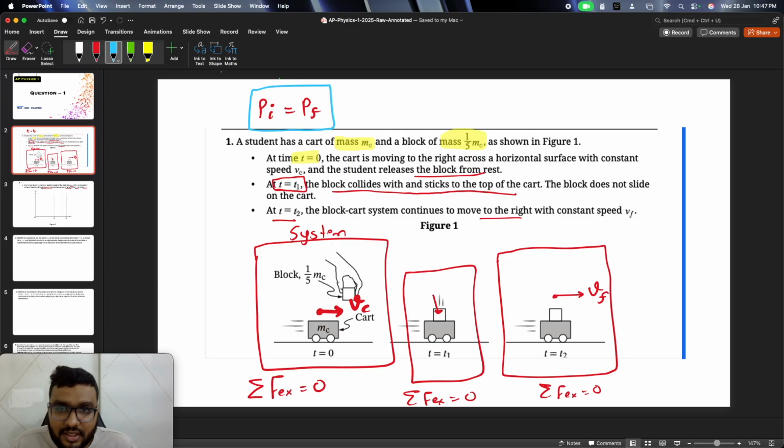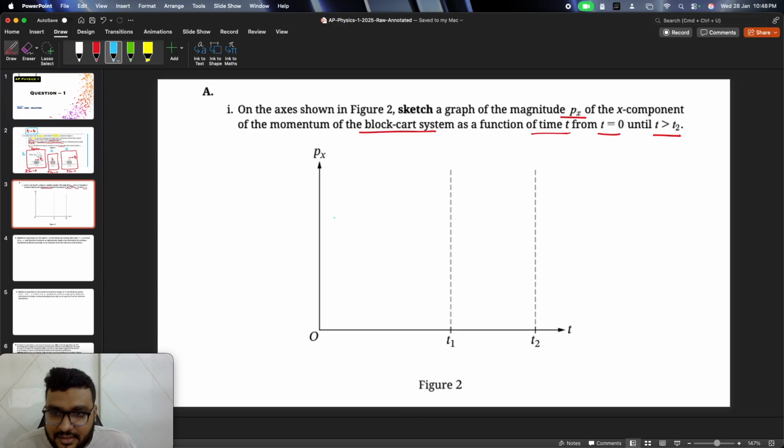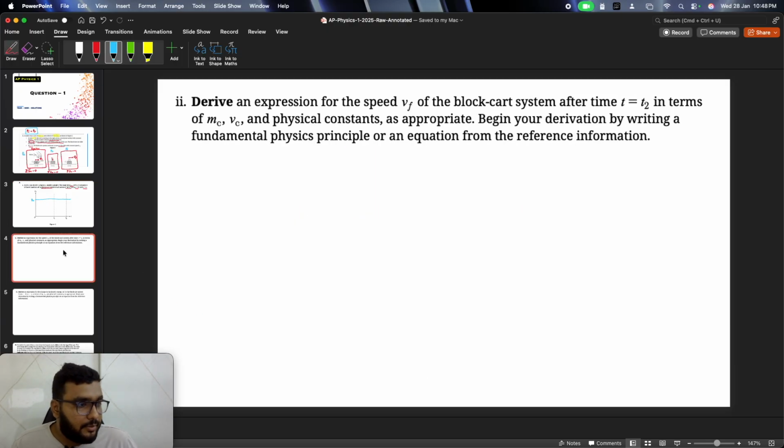As the momentum is conserved, at this particular point of time the momentum was p naught, so here also the momentum is going to be p naught, and here also the momentum is going to be p naught. So for the whole time period from t equals 0 till t equals t2, the momentum is going to be constant. So I can say this is some value p naught, and I can draw a straight line from here till here. So this is going to be a straight line, with p naught constant. Okay, perfect. Now let's move to the next one.